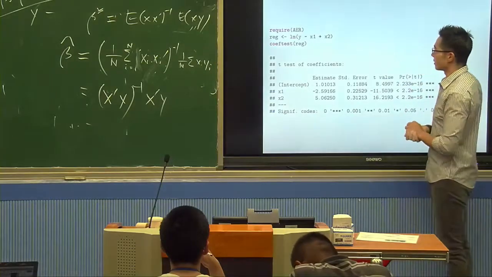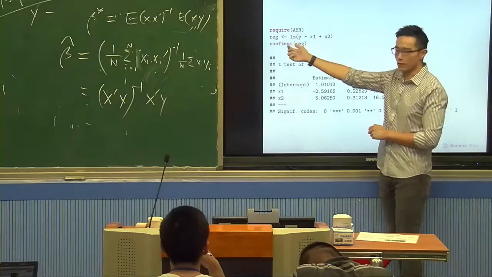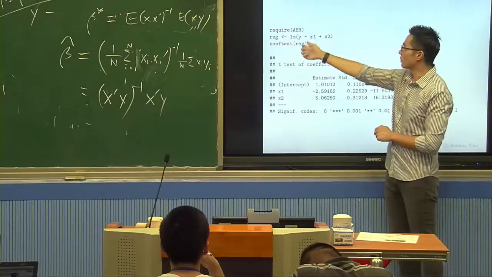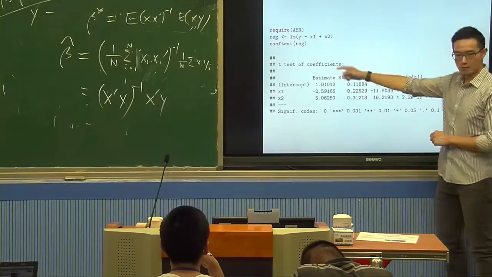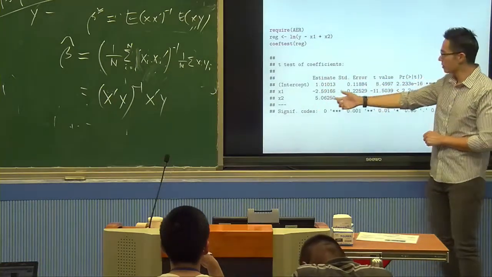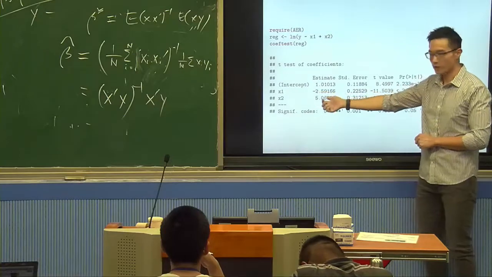So that's what we do. In R, you simply run lm, the linear regression model, of Y on X1 and X2. And you can see we basically get more or less the correct answer. The intercept is 1, and the coefficients are minus 2.5 and 5.